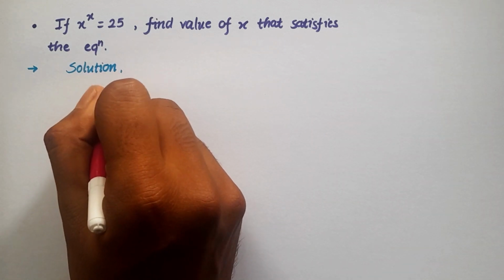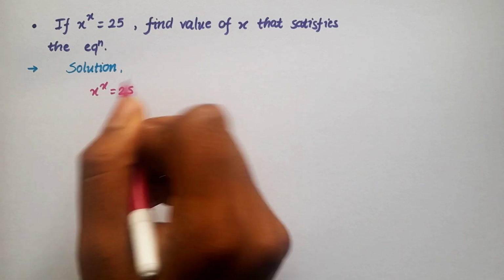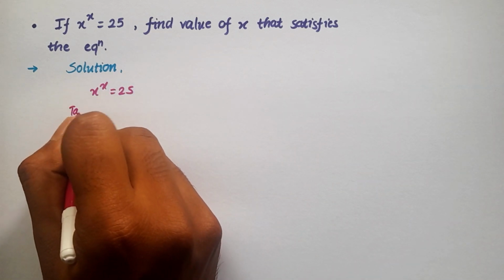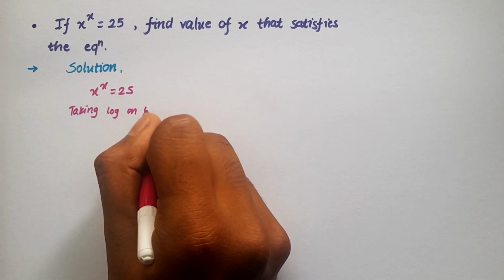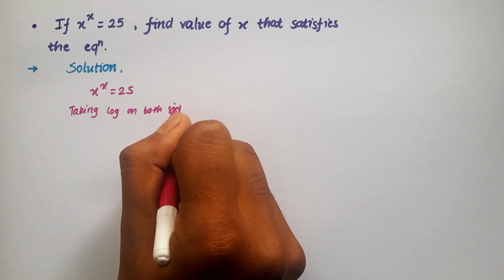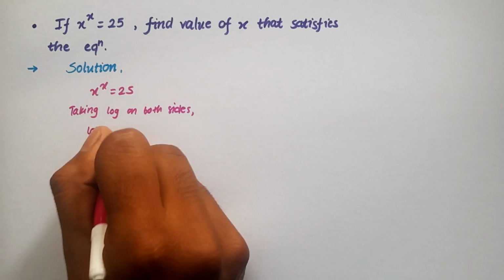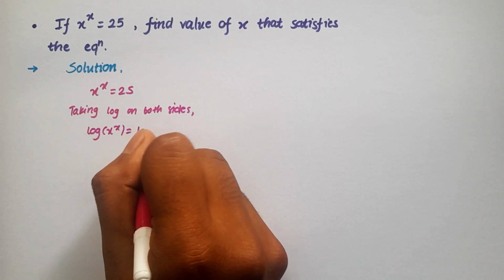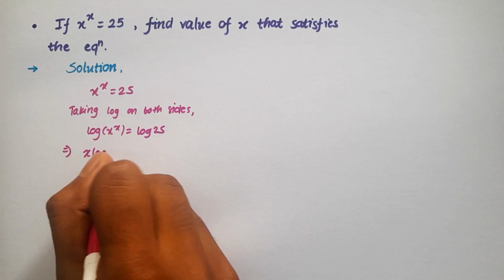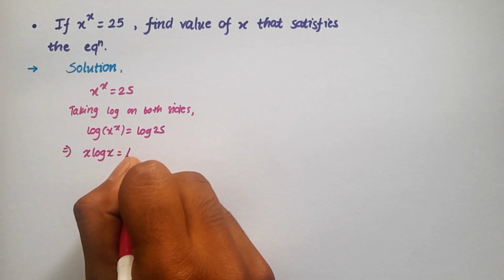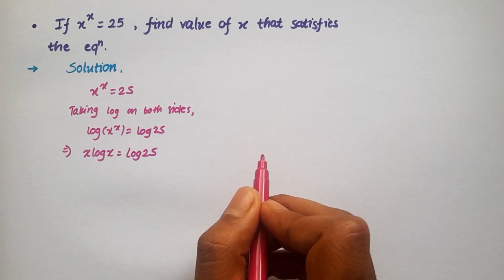We have x to the x is equal to 25. The first thing I can do is take log on both sides, after which we can write log of x to the x is equal to log of 25. Now, this can be written as x log x is equal to log 25. Now what?